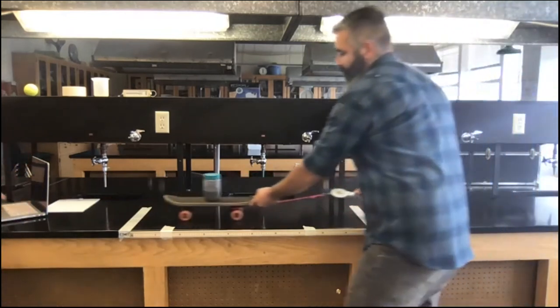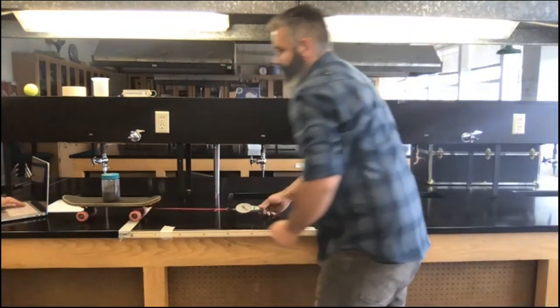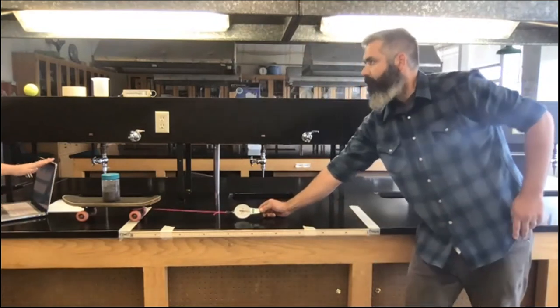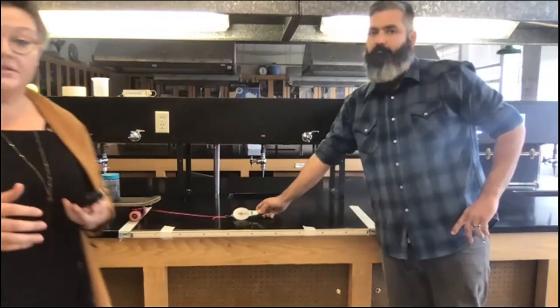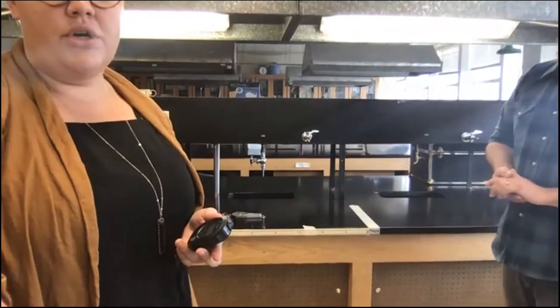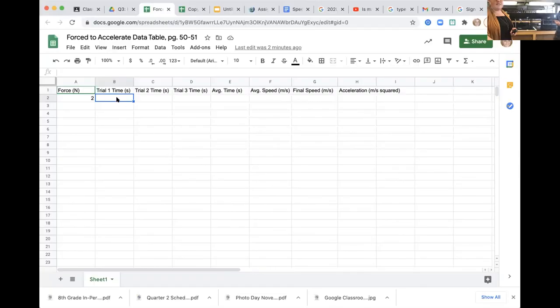Perfect. Okay, so I have my computer. I'm pulling up my data table. That first trial time, I'm looking up and seeing what it was, and it was 3.84. So what you're going to do on your sheet is type in this first trial time, 3.84 seconds. Always use units. The units are actually up here, but that is a very good point to make sure that you know what this is. So with a force of 2 newtons, we traveled that 1 meter distance in 3.84 seconds.